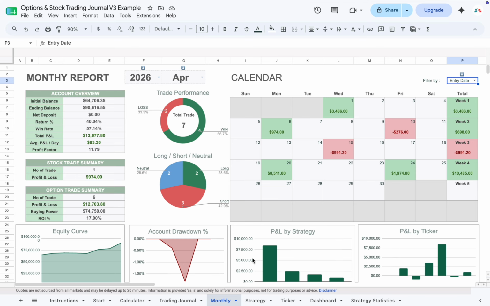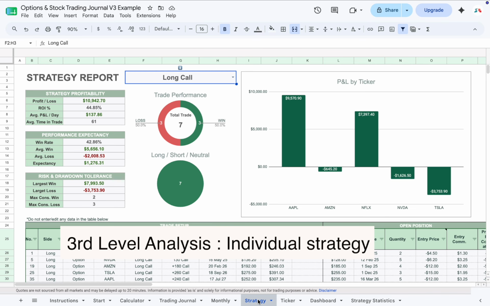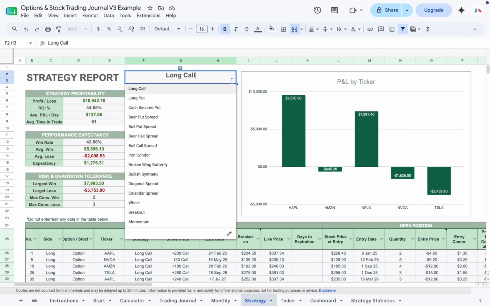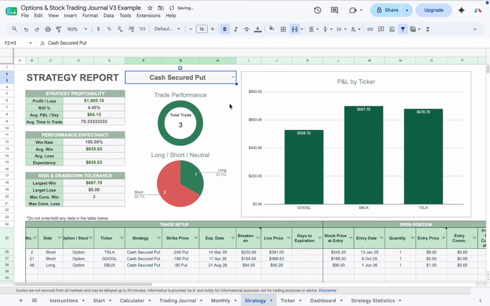One of the most powerful features of the journal is the strategy report. This report helps you determine which strategies are consistently generating profits and which strategies may need improvement. Simply select a strategy from the drop-down menu. The tables below display all trades associated with that strategy.